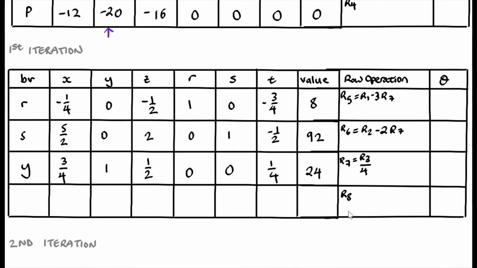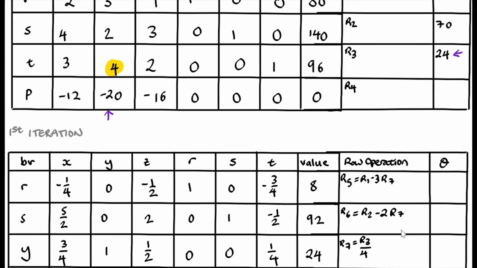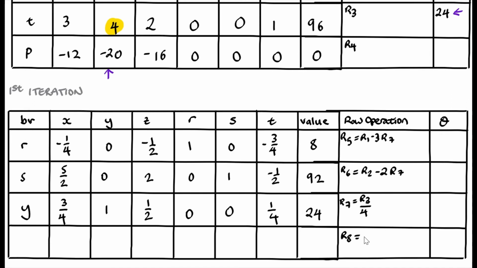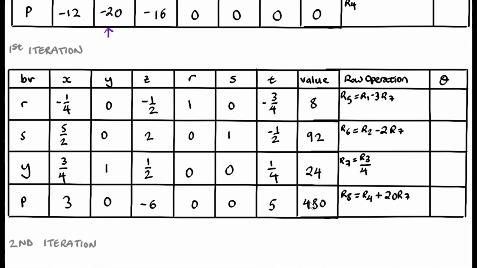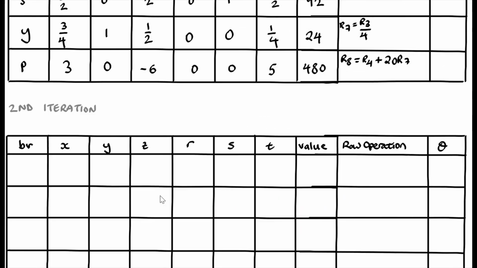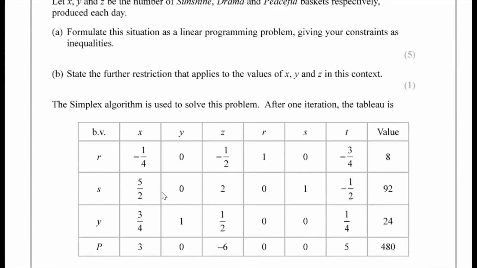And in terms of row 8 we can work out by adding 20 lots of row 7 to row 4, and that will get a 0 here. And working that out for P, we have 3, 0, minus 6, 0, 0, 5 and 480. Okay, so that's our first iteration done, and that is consistent with what we have over here.